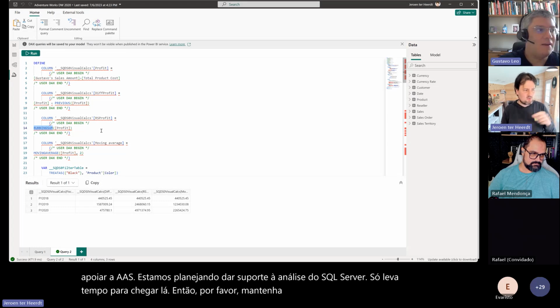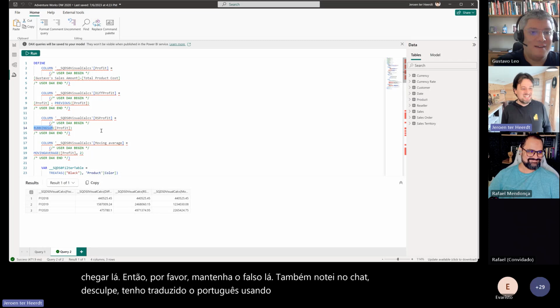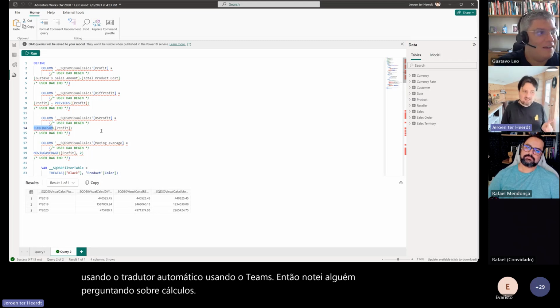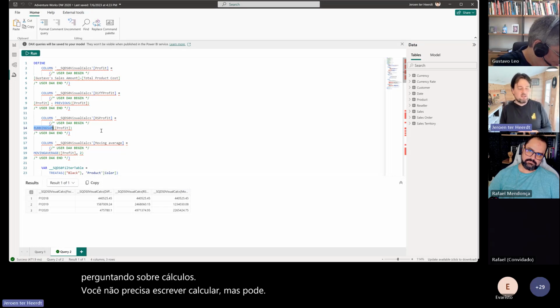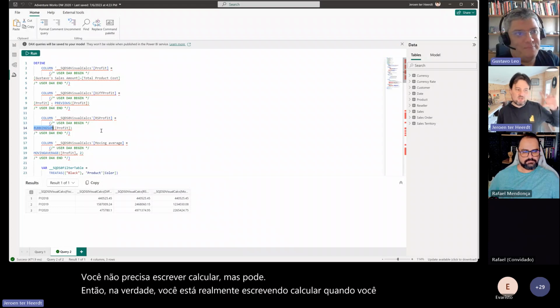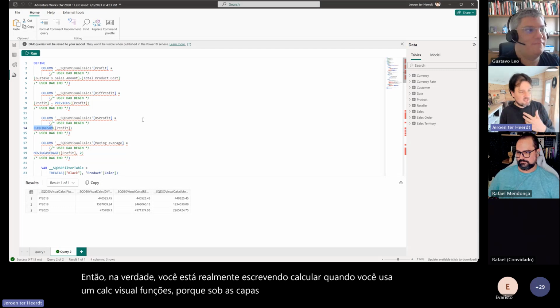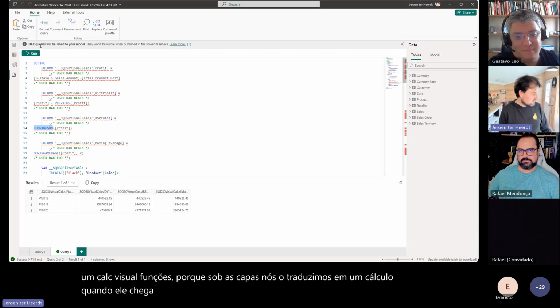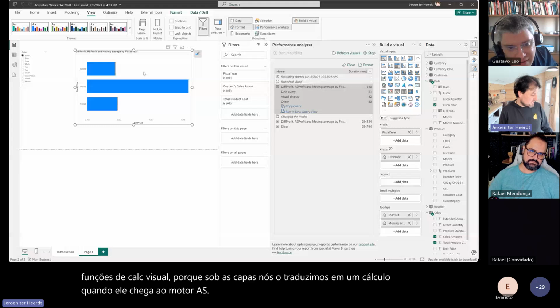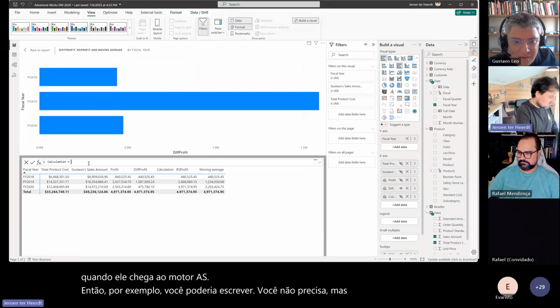Also, I noticed in the chat, sorry, I've been translating the Portuguese using the automatic translator in Teams. So I noticed somebody asking about calculate. You don't have to write calculate, but you can. In fact, you are actually writing calculate when you use the Visual Calcs functions. Under the covers, we translate it into a calculate when it arrives at the AS engine. So, for example, you don't have to, but you can write calculate in here, right?